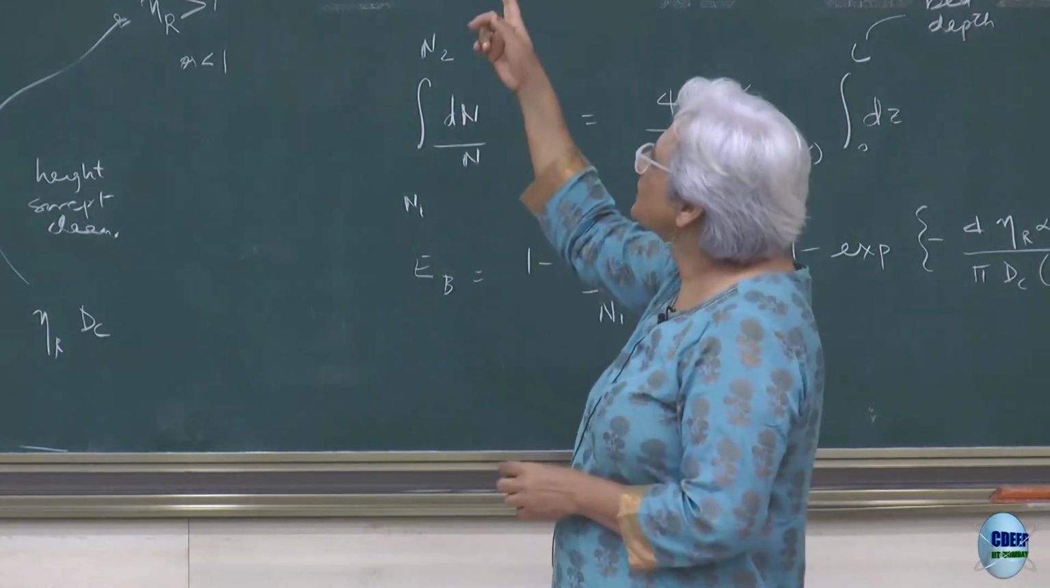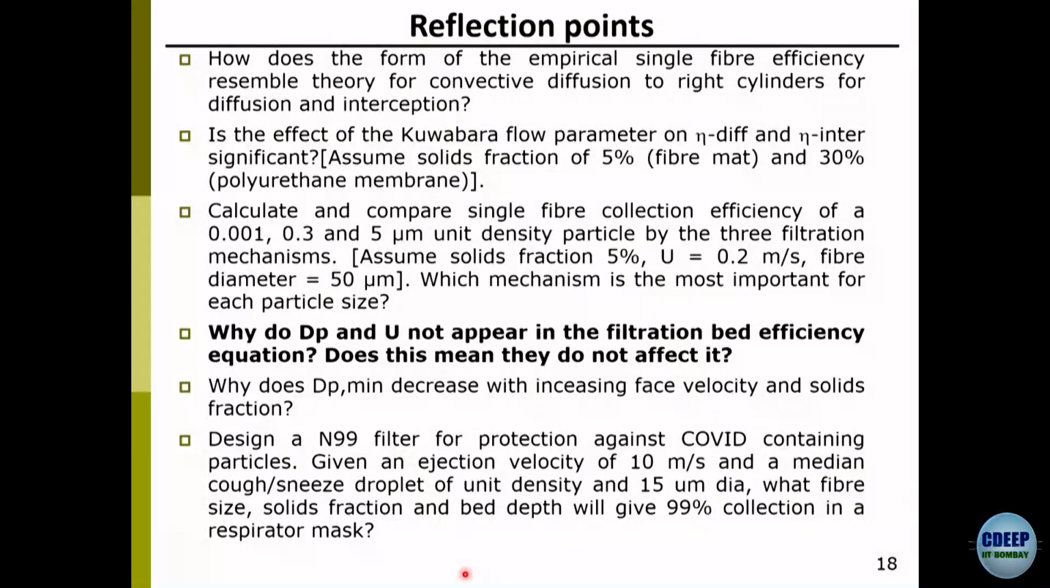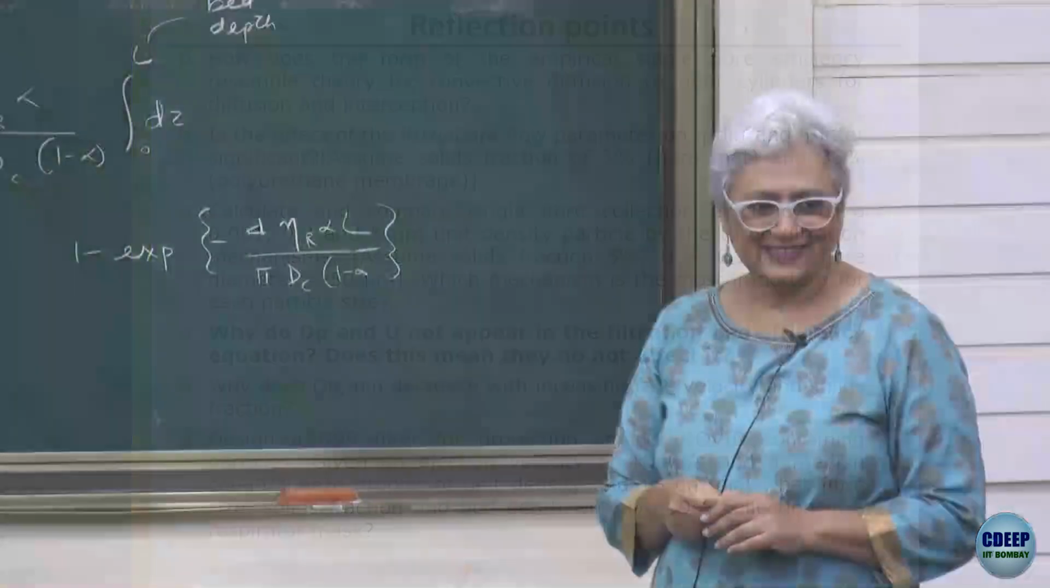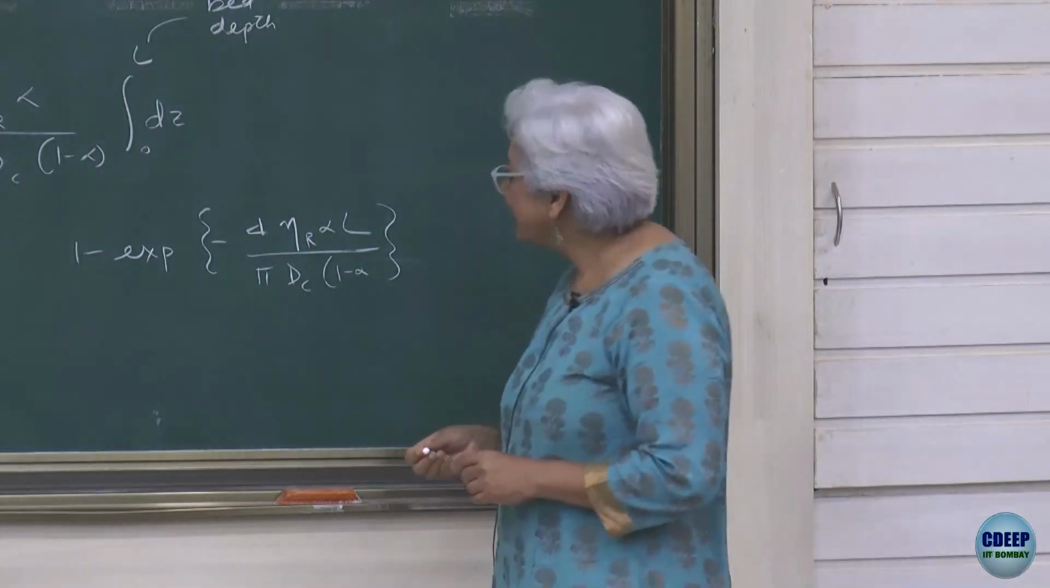I think the one question I want you all to think about is this: why do dp and u not appear in the filtration bed efficiency equation? Does it mean that neither the phase velocity nor the particle diameter affects this? Since it's efficiency, it gets cancelled. Huh? Since it is efficiency.